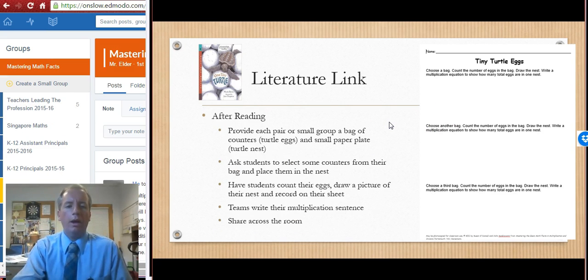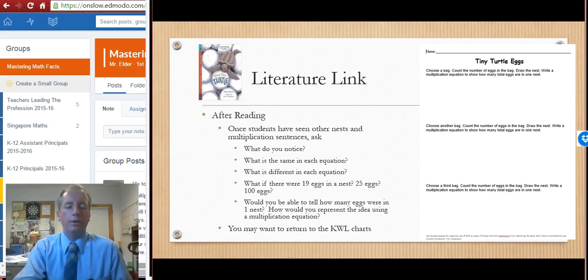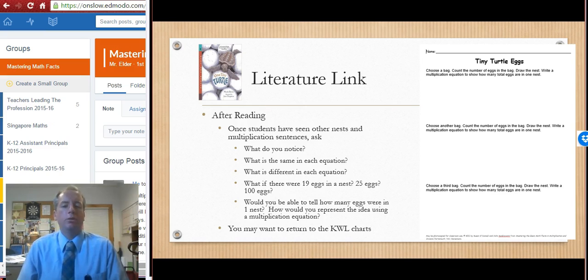So after we've done the baggies, now we're going to ask them some probing questions, like what did we notice in the three examples that they created? What's the same? What's different? And then for our kids that are ready, can we extend this thinking? What if there are 19 eggs in a nest? What about 25? What about 100? And then would you be able to tell how many eggs were in one nest? How would you represent that with a multiplication equation? How would we write that out?